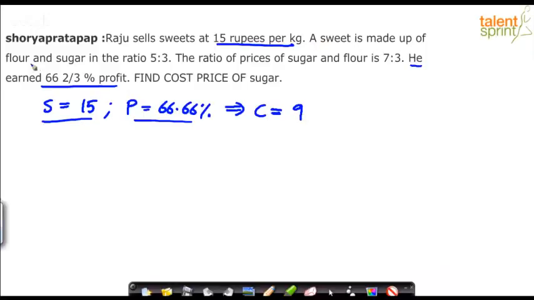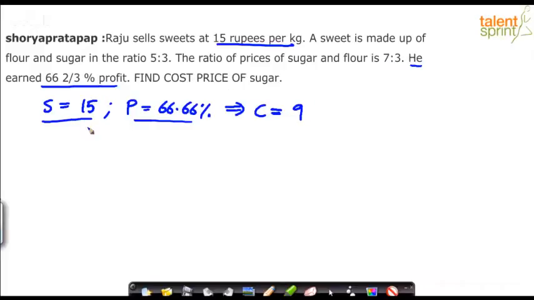He says a sweet is made up of flour, wheat flour or whatever flour, and sugar in the ratio 5:3. The ratio of the prices of sugar and flour is 7:3. So find the cost price of sugar. So now what do we do? We can say the total cost of 9 rupees should be divided in what ratio? 5 into 3, 15 is to 3 into 7, 21. 15 is to 21, or maybe 5 is to 7. So the cost price of sugar.